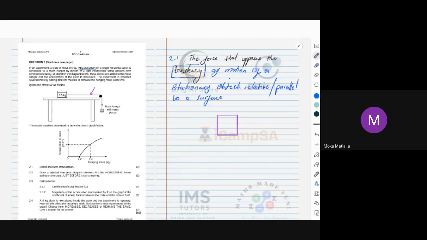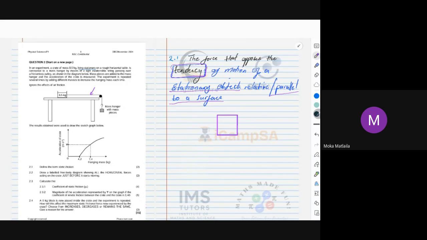So now that we know static friction, remember these are the keywords here: stationary object, the tendency, and also parallel to the surface. So your friction is always going to be parallel to the surface. This is your surface. These two things are parallel to each other, right? So it's always going to be the case.